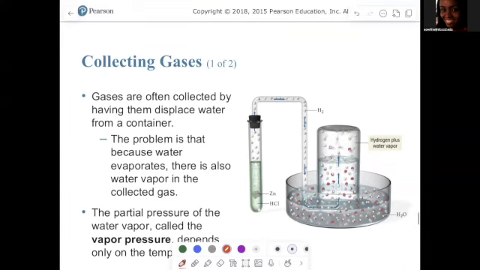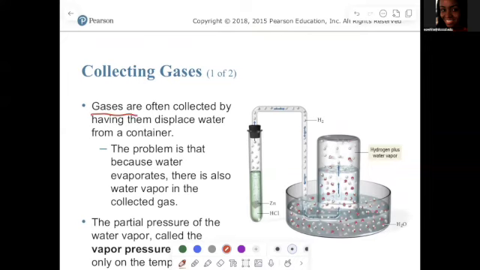So we're being told here, gases are often collected by having them displace water from a container. The problem is that water evaporates to form water vapor. There is also water vapor collected. Oh, okay. The problem is that because water evaporates, there is also water vapor in the collected gas.